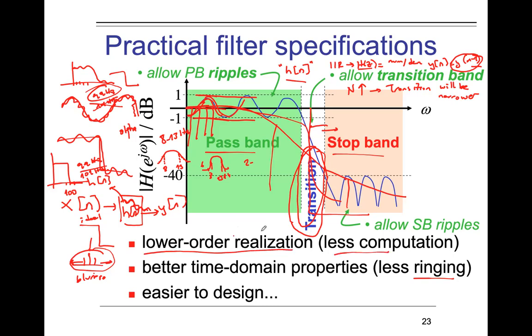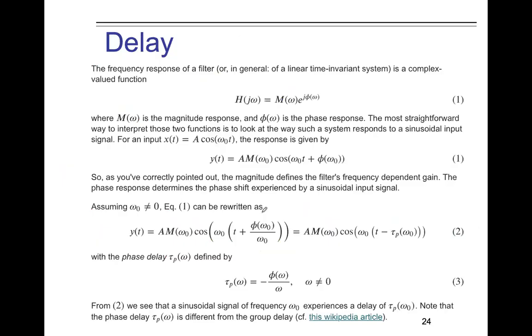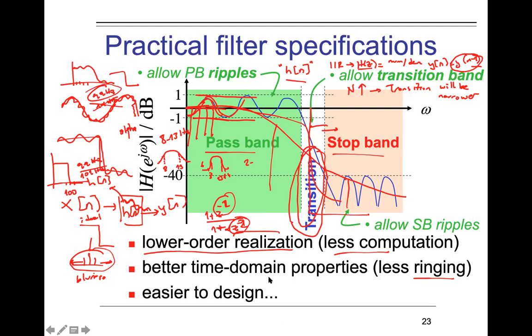Lower order realization means there will be something like z to the power -1 divided by 1 plus alpha, or 1 minus alpha z to the power -1. Lower order realization: our orders of filters will be less. Okay? Now from here I want to move on to something else, friends.